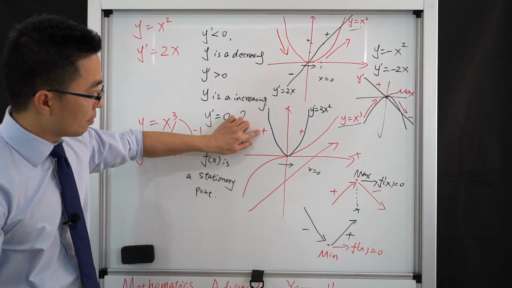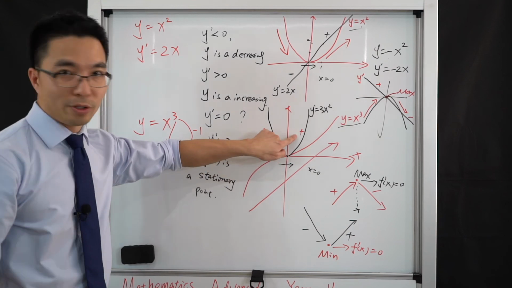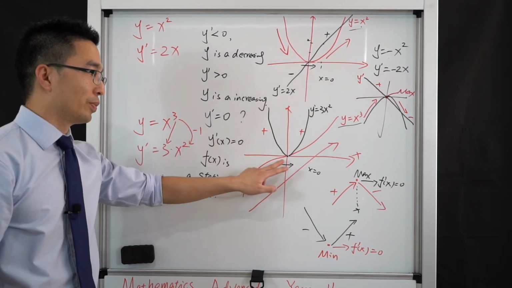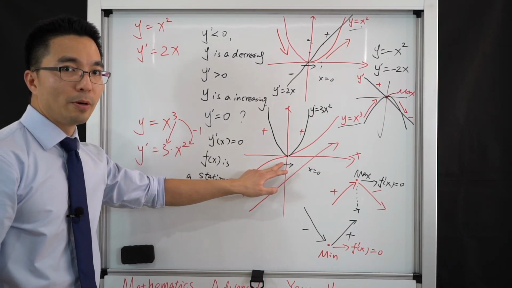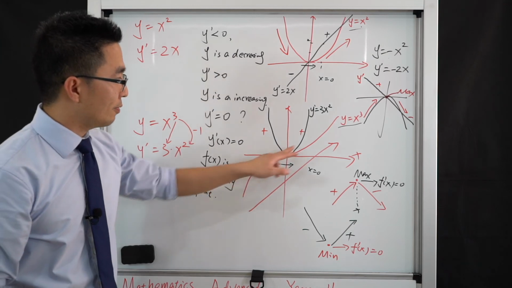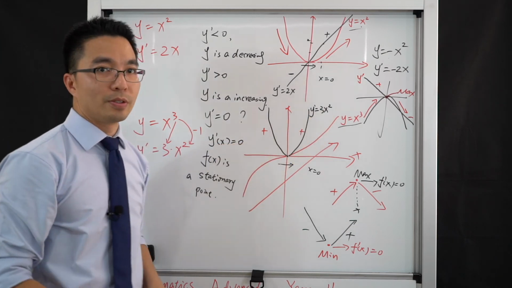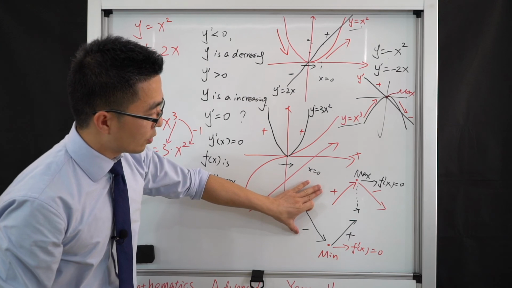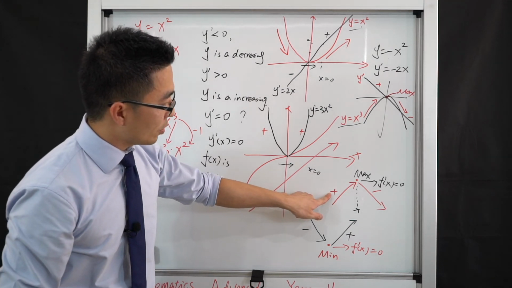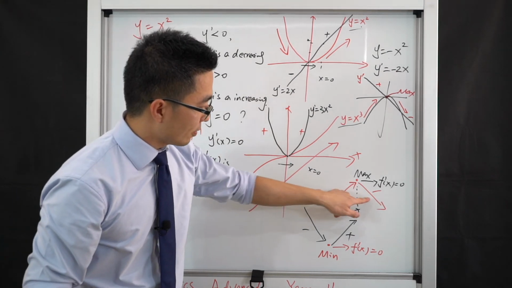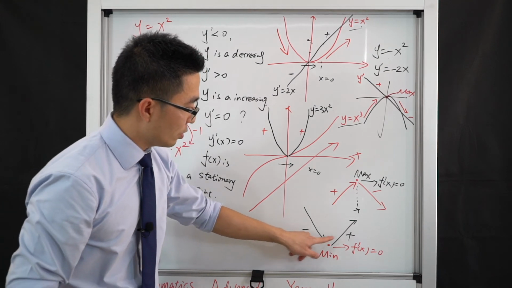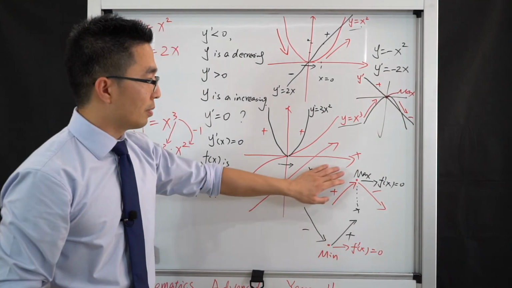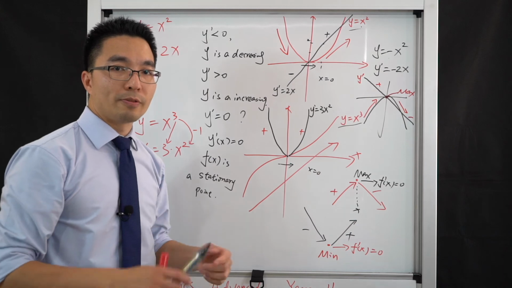But this one is not. This one is from positive to 0 to positive. Then we can't find a minimum or maximum from this point for this function. So only for these two situations, from positive to 0 to negative, or from negative to 0 to positive, can we find the maximum or minimum of the function.